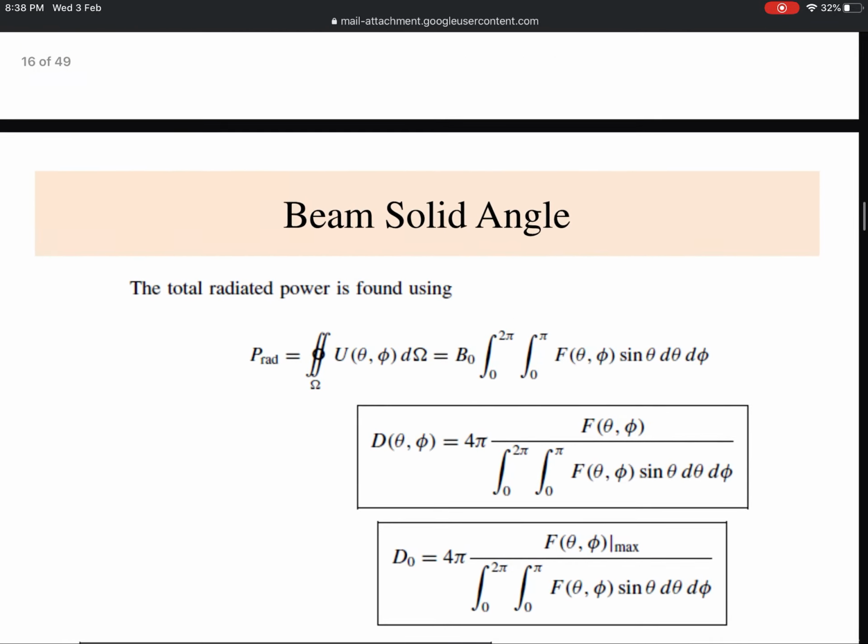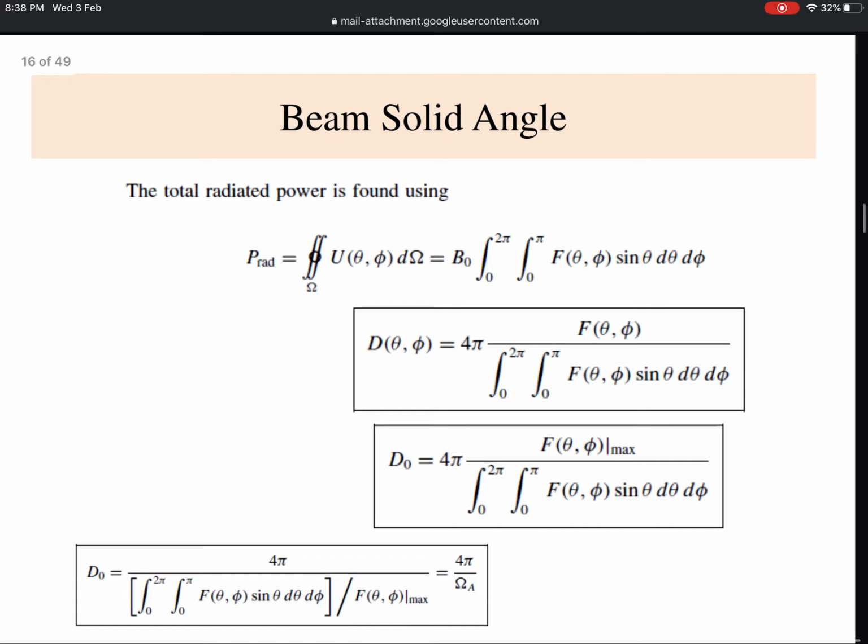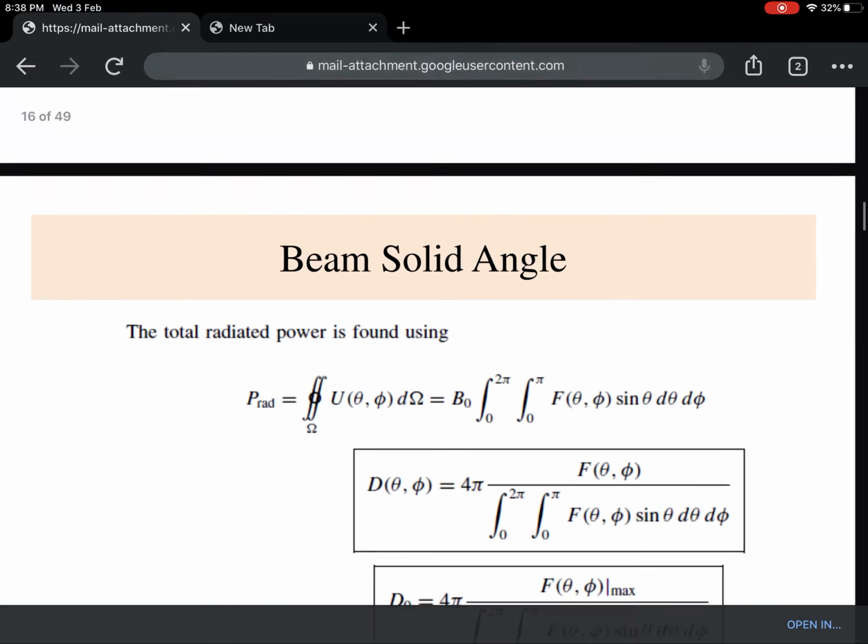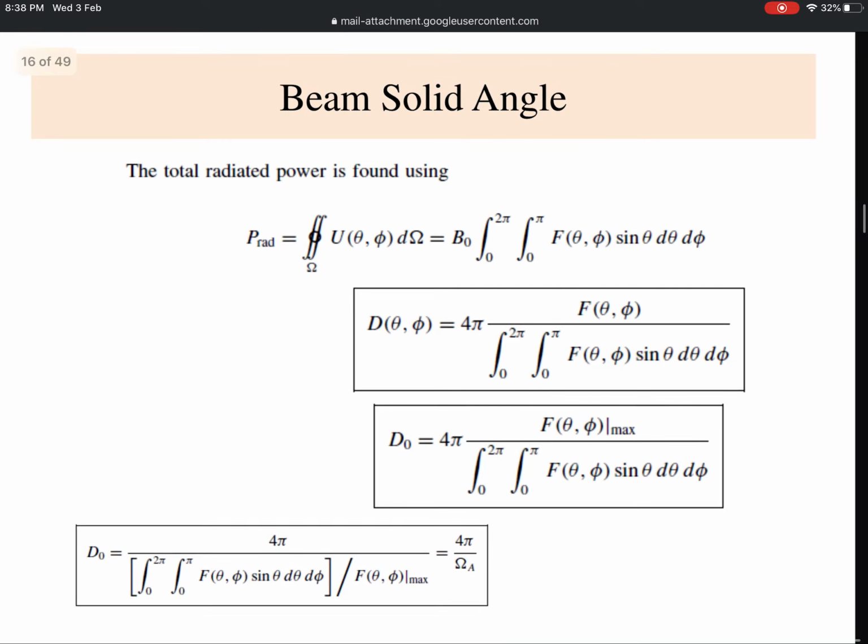And the next thing, let's say, is the beam solid angle. Just to recollect, what are the things we have seen? We have seen radiation intensity, we have seen solid angle to understand radiation intensity, then the power density relation with radiation intensity, and then majorly directivity and partial directivity. Now there is one more characterization parameter called beam solid angle.